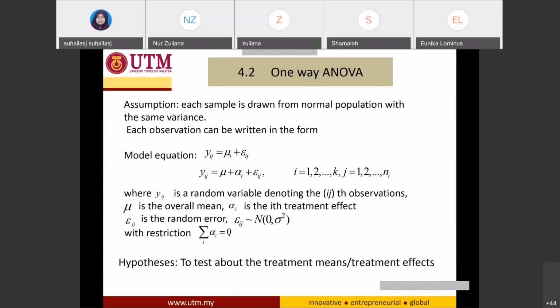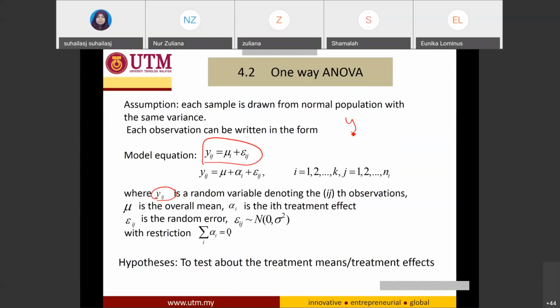Okay, each observation can be written in this format. Kita ada model equation, sebab one way ANOVA ni kita panggil sebagai model analysis of variance. So dia mesti ada model equation. So the model equation can be written as Yij equals to mu i plus Eij, ataupun ini bentuk dia bukannya epsilon, epsilon ij subscript.